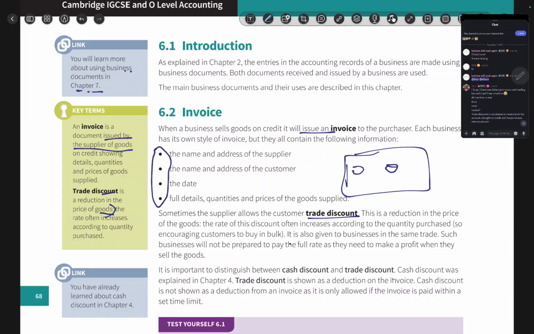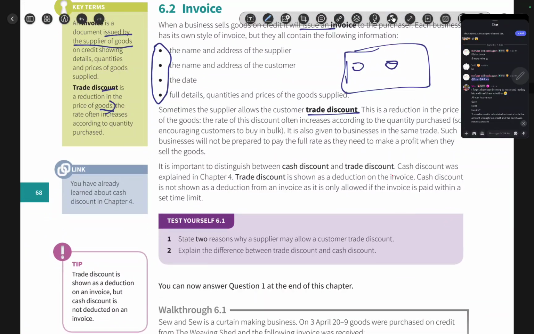It all depends on the supplier's mood. Supplier likes you, he'll give you a lot of trade discount. He doesn't like you, he won't give you discount. If you buy a lot, he will give you discount. If you don't buy anything, he won't give you discount. Makes sense, right? All right. And then trade discount is shown as a deduction on the invoice. This is the only place where trade discount is shown. Okay, so you don't record trade discount in any of the ledgers or cash book or anywhere.